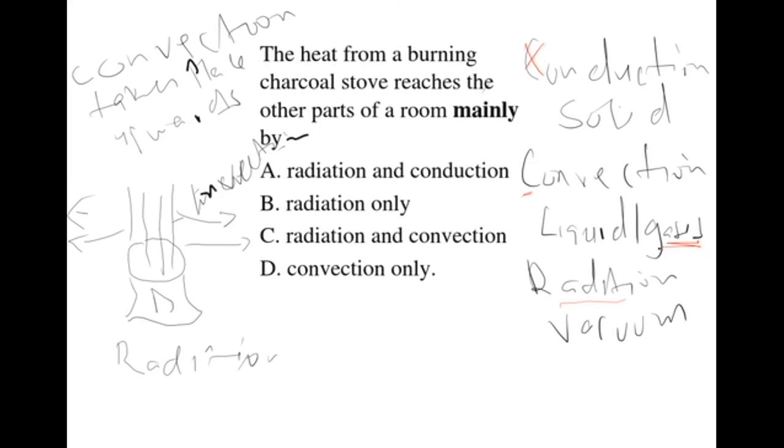Radiation usually takes place downwards and sideways. Therefore, this sideward direction, the heat was transferred through radiation. So the room was mainly, or the heat reached the other part of the room through radiation and convection.